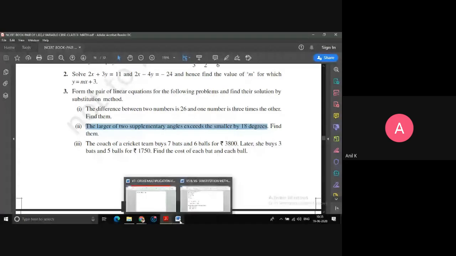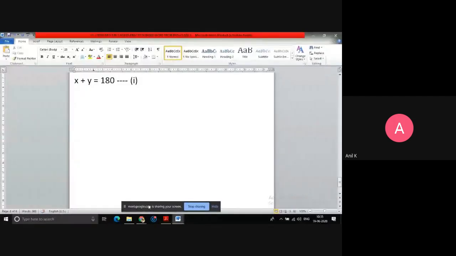So here you have to assume whether x is bigger or y is bigger. It is up to you. Let x be the larger angle. I can take either x as larger or y as larger; it's not like the previous question. So if x is the larger angle, what is the given condition? X, the larger angle, exceeds the smaller angle by 18. That is, smaller angle plus 18.